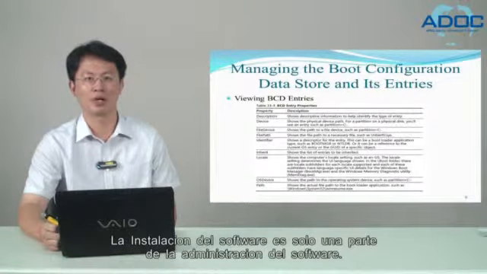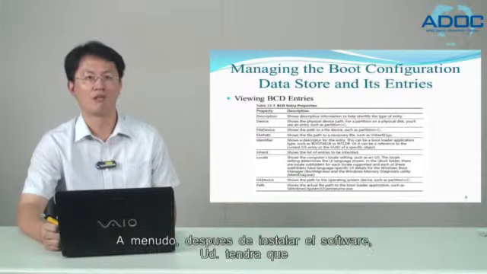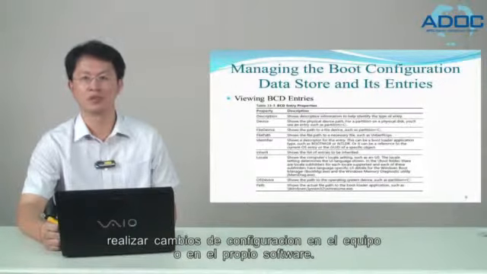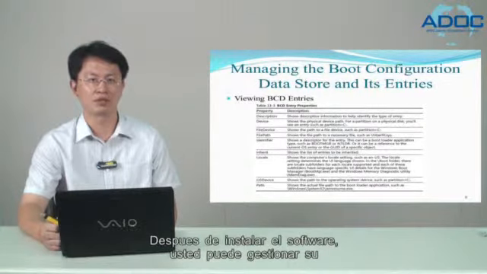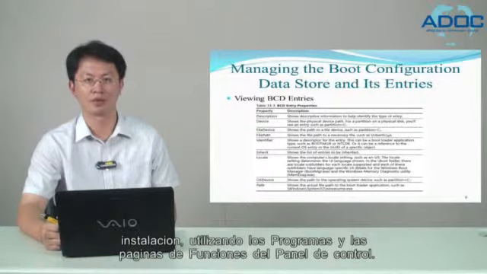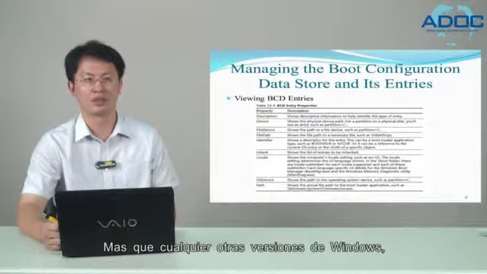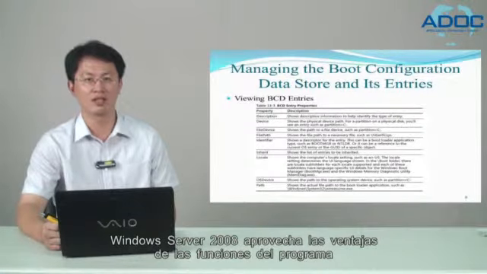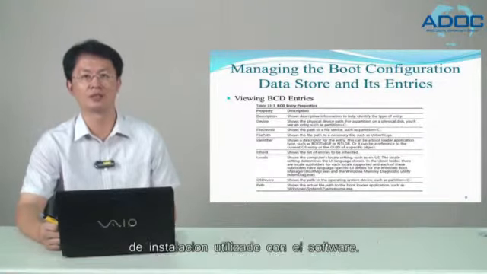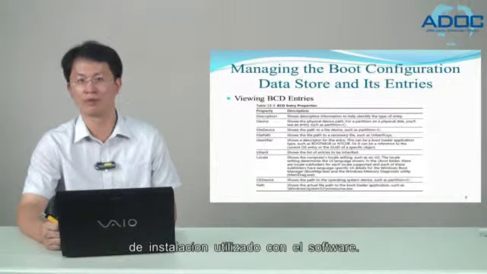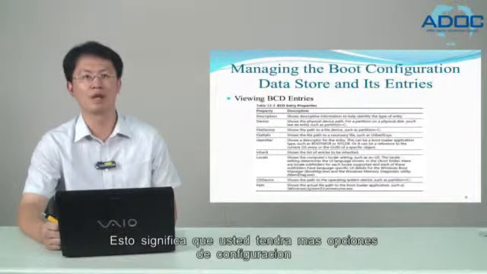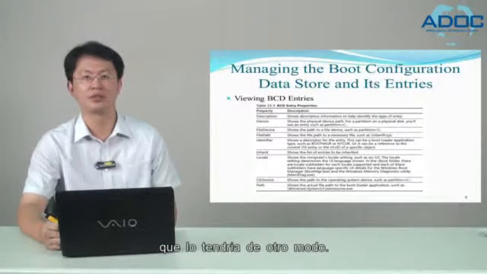Installing software is only one part of software management. Often after you install software, you will need to make configuration changes to your computer or the software itself. After you install software, you can manage its installation using the Programs and Features page in Control Panel. More than any other versions of Windows, Windows Server 2008 takes advantage of the features of the installer programs used with your software. This means you will have more configuration options than you otherwise would.